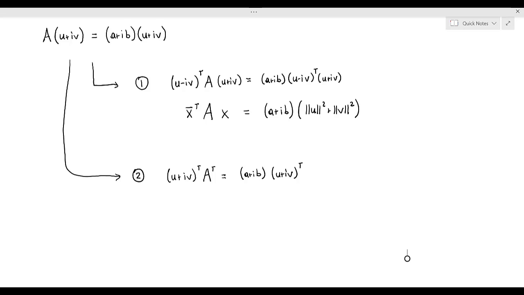So after transposing both sides, what I'm also going to do now is apply the complex conjugate to both sides of this equation. So when I complex conjugate the left-hand side, this will become u minus iv. Now A is assumed to be a real matrix, so there are no complex numbers in A, and therefore the complex conjugate has no effect on A transpose.